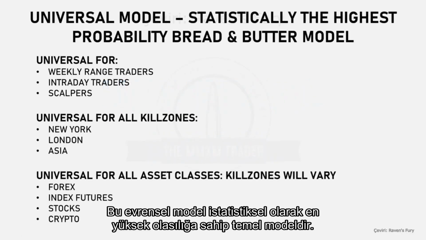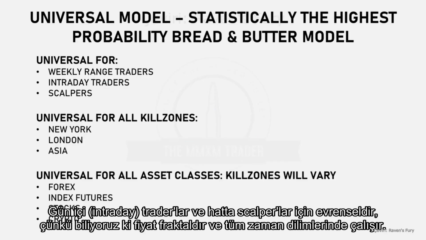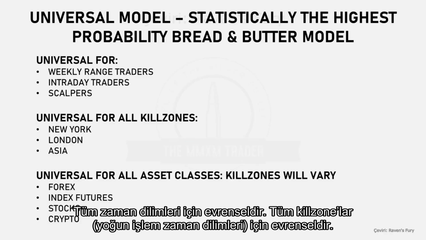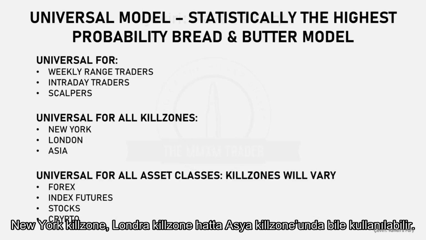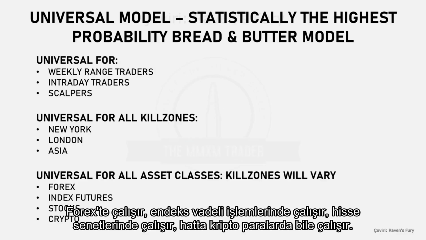This universal model is statistically the highest probability bread and butter model, guys. So universal for weekly range traders, so swing traders, right? We have those models for intraday traders and even scalpers, because we know price is fractal and it works on all time frames. It is universal for all kill zones. We can use the New York kill zone, the London kill zone, and even the Asia kill zone. And it is universal for all asset classes. However, kill zones can vary depending on the asset class.